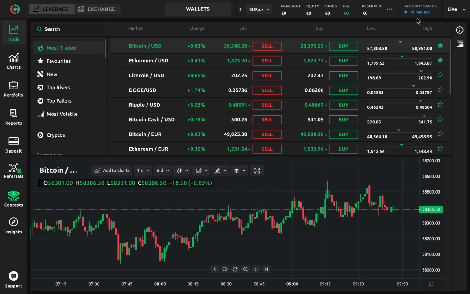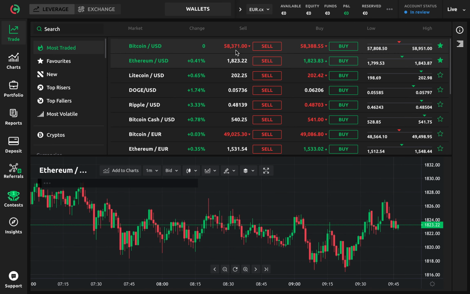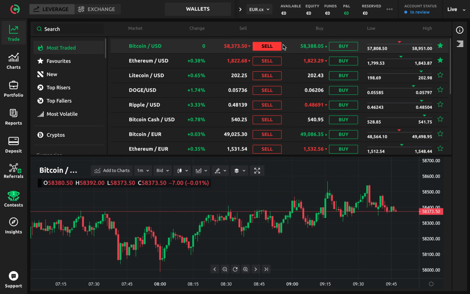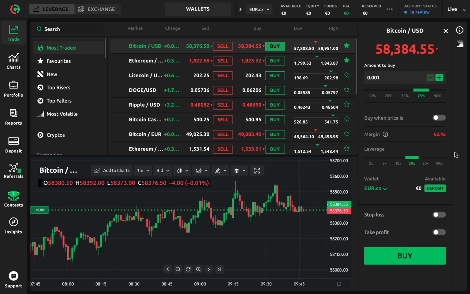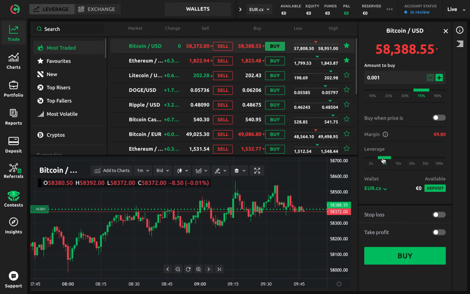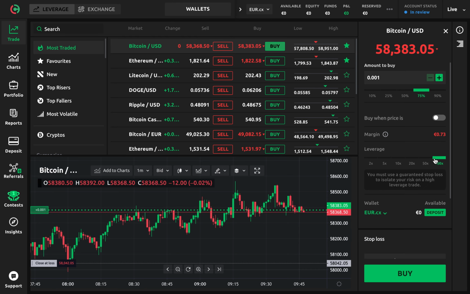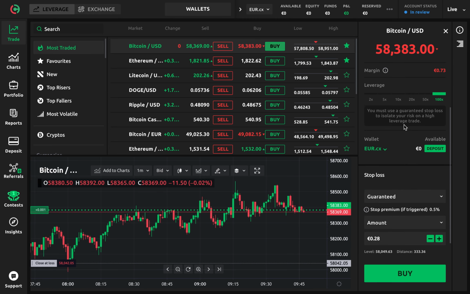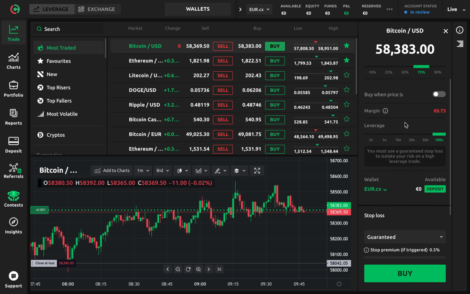And this is my currency.com web platform, but it's still under review because I uploaded some photos. As you can see, the difference here is that the amount is quite low compared with capital.com. Actually, you can choose the leverage. You must use a guaranteed stop loss to isolate your risk on a high leverage trade.